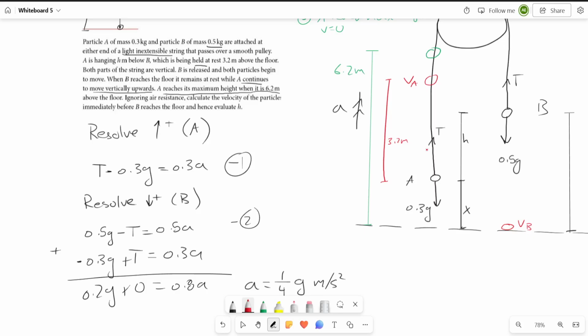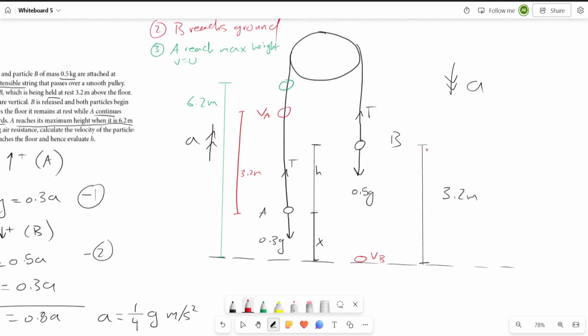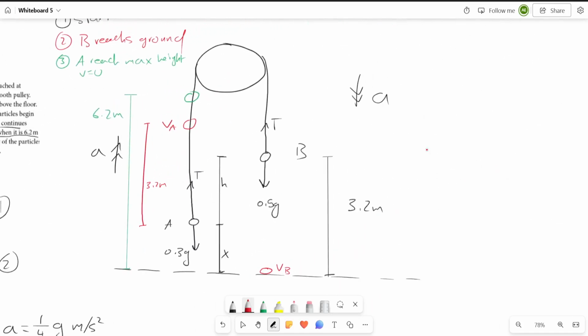So we know that we will need to use kinematics for this question. So let's start by using kinematics for A. Okay, so I know that the acceleration is upwards. Let me start by saying that I will take the upwards direction as positive.